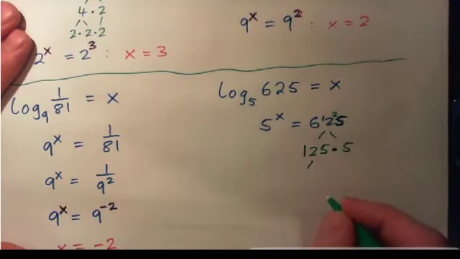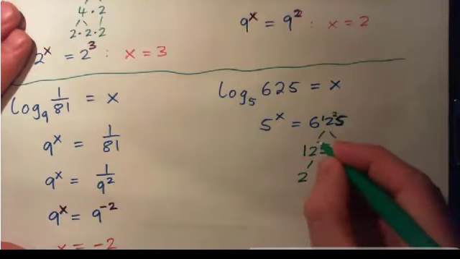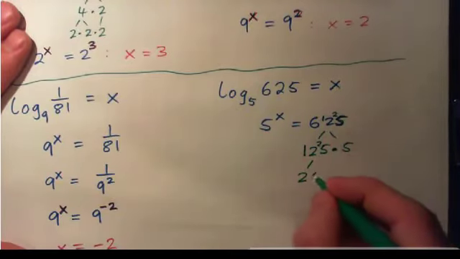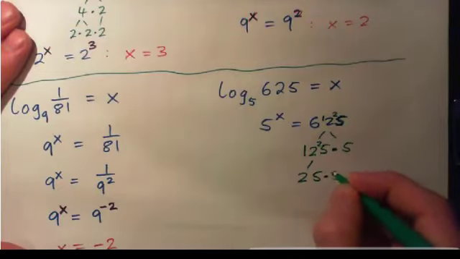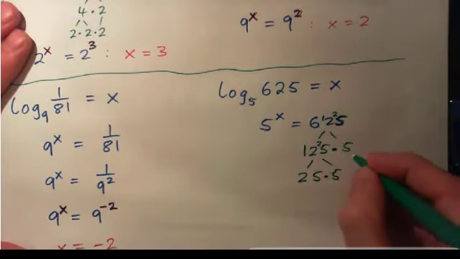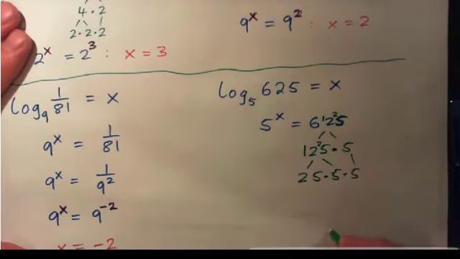Factor out 125. 5 into 12 goes 2 times, remainder 2. 5 into 25 goes 5 times. So this is 25 times 5. And of course I have another 5 multiplied on. And 25 of course is also 5 times 5. And then we have 2 more 5s.